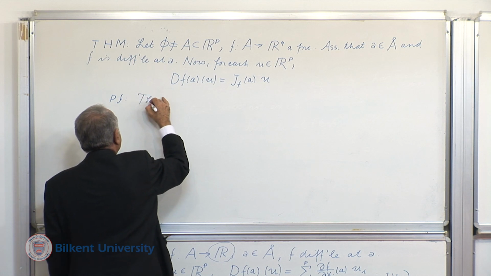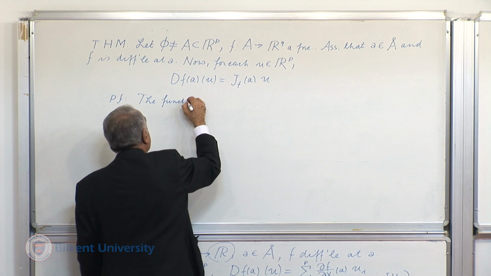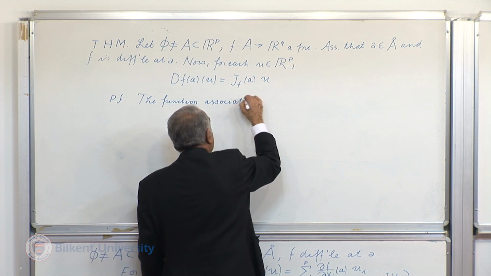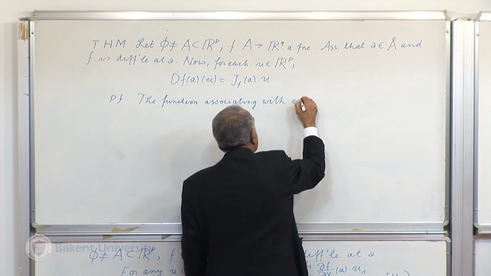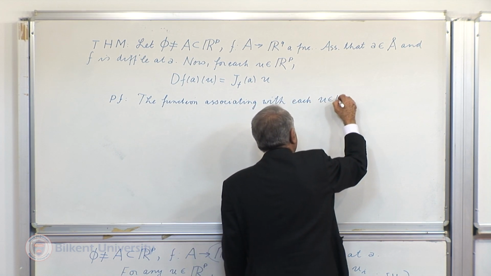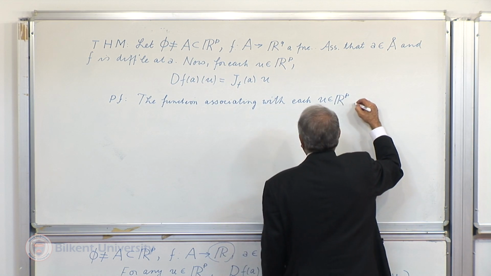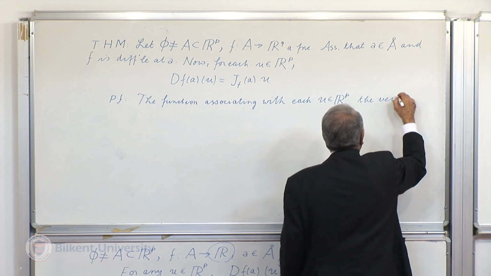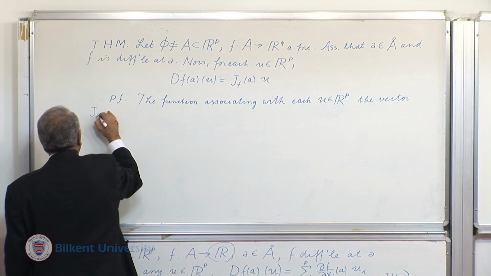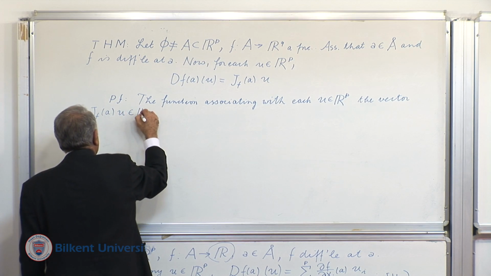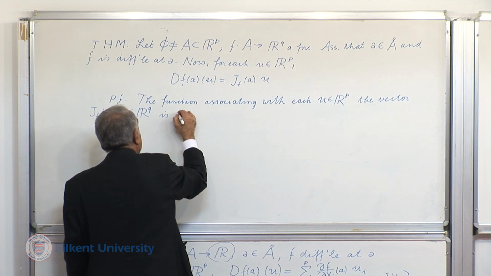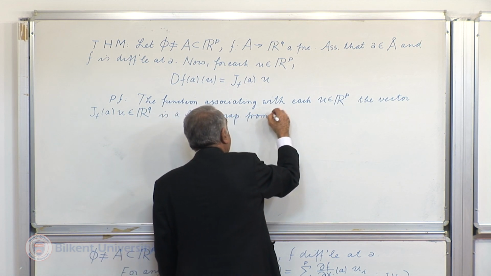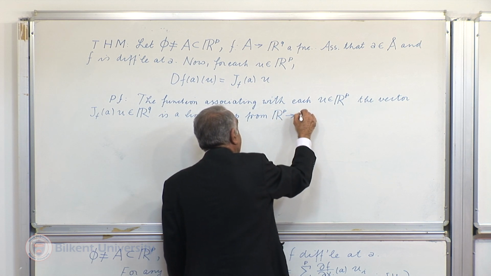Now, the function associating with each u in R^p the vector J_f(a) times u in R^q is a linear map from R^p to R^q.